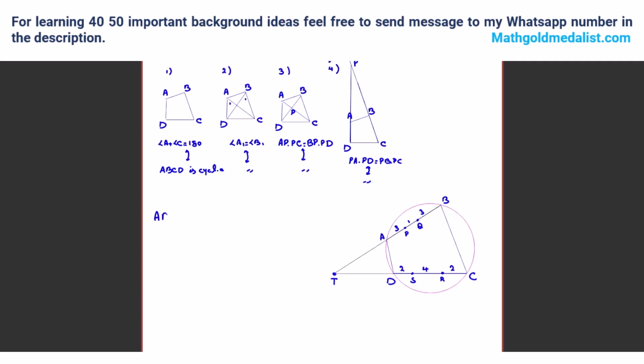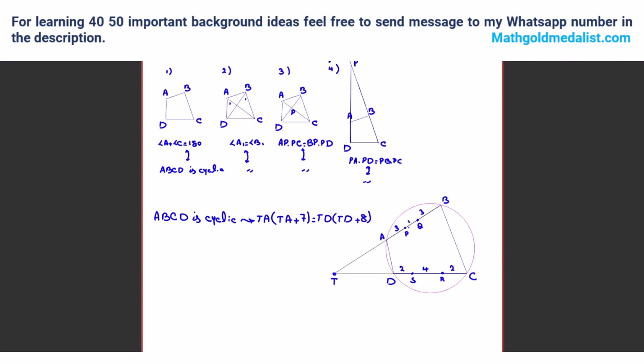We know ABCD is cyclic, so we can say TA times TB is equal to TD times TC. Because AB is 7, I can write TA times TA plus 7 is equal to TD times TC. TC is TD plus 8. So we can write TD times TD plus 8.